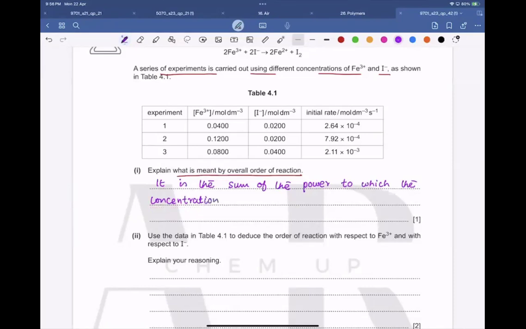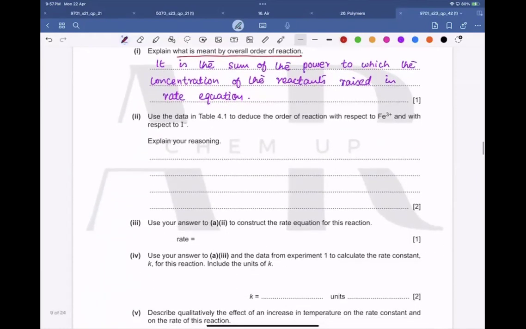Okay. So it is the sum of the power to which the concentration of the reactants is raised in the rate equation. Use the data in table 4.1 to deduce the order of the reaction with respect to iron 3 positive and with respect to iodide. Okay.